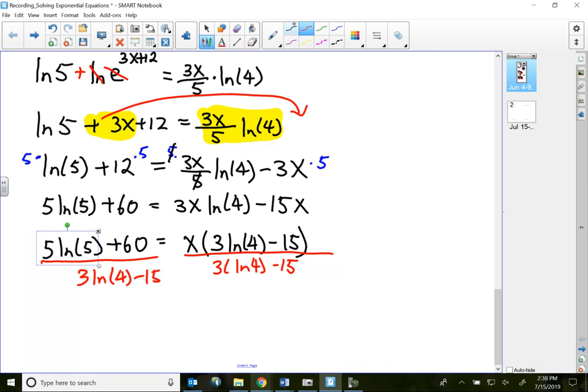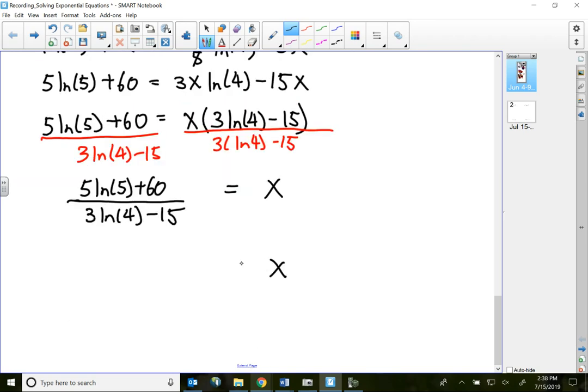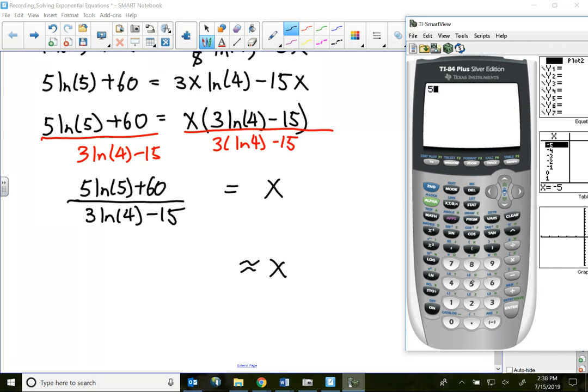So my final answer, my exact answer, will be x equal to 5 times natural log of 5 plus 60 over 3 times natural log of 4 minus 15. All right. Now, a little bit trickier to key in this calculator. I'm going to figure the top first, okay? So that'll be 5 times natural log of 5 plus 60. Now, this 60 is something I'm going to divide.